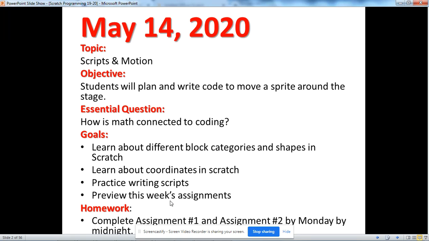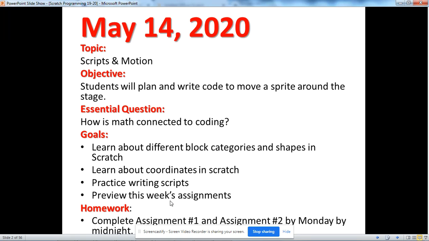Our essential question today is an interesting one. How is math connected to coding? Because as we learn how to start writing scripts and creating motion, we're going to see what a huge part of coding math really is. And that's all I'm going to tell you right now. You'll see in a minute.